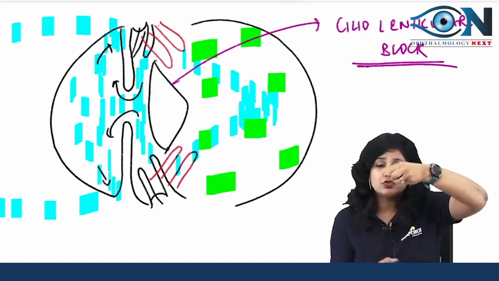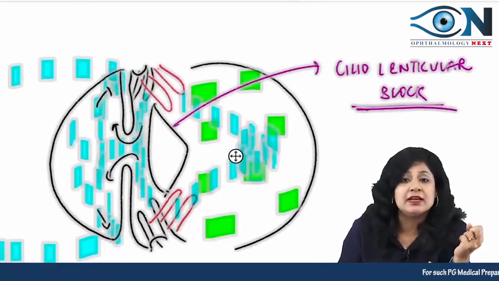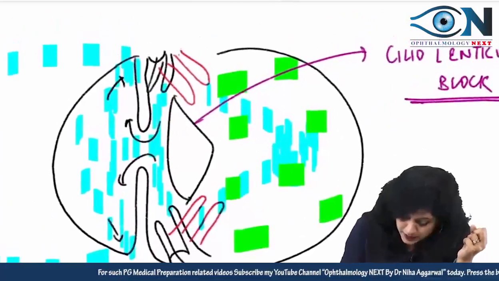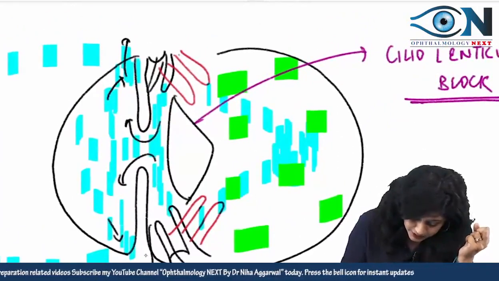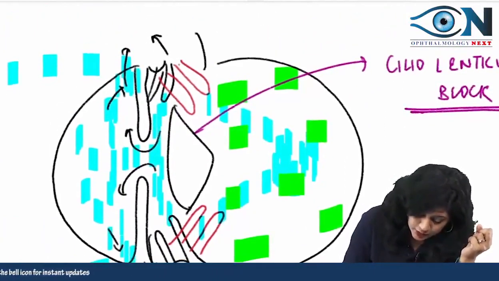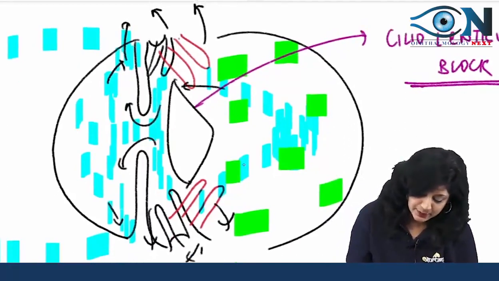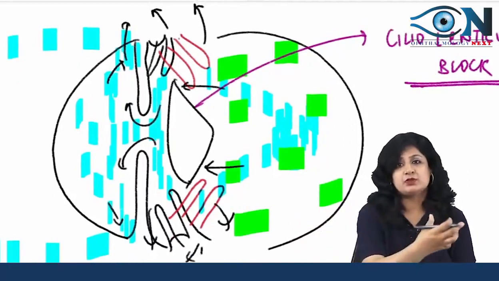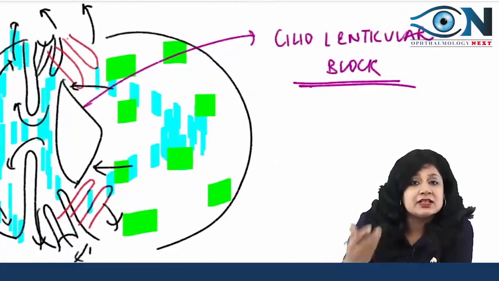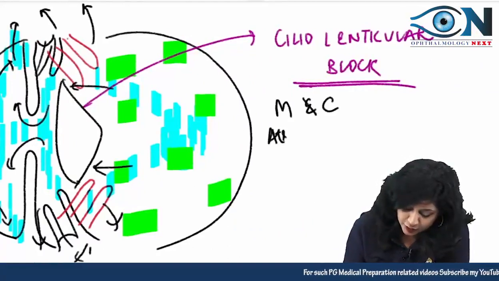What we have to do is dilate the pupil. When we dilate the pupil, the ciliary body goes upward, and therefore the ciliary processes also go upward. When they go upward, I have a clear space through which the aqueous humor can pass anteriorly, and this is how I treat it. That is why, for causing this dilatation, we give mydriatics and cycloplegics. Most commonly we give atropine.